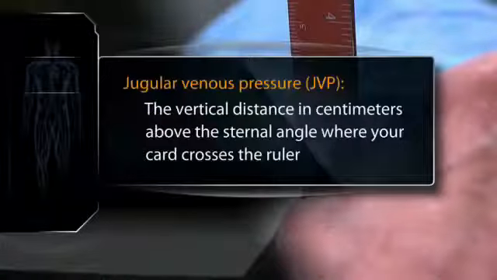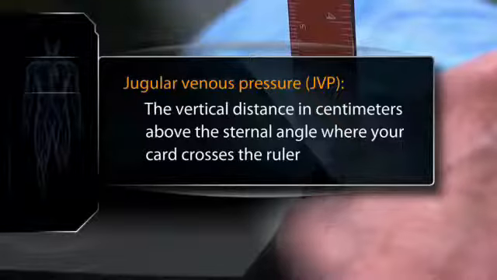Read the vertical distance where the card crosses the ruler. This measurement identifies the jugular venous pressure, or JVP, the vertical distance in centimeters above the sternal angle where your card crosses the ruler. Round your measurement off to the nearest centimeter. In this patient, the JVP is about 2 centimeters above the sternal angle.